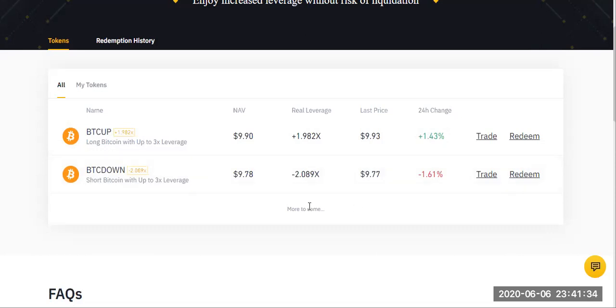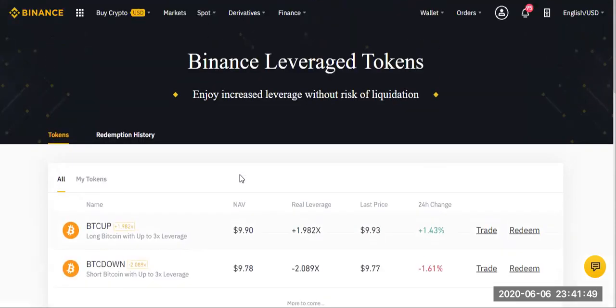Oh, okay. So this is just the same thing. Like they said, it's up to 3x leverage, and you can short it or long it. And all you would do is actually just lose money on it instead of getting forced to liquidation. Liquidation, the exchange charges you more money. That's what happens when you get liquidated.